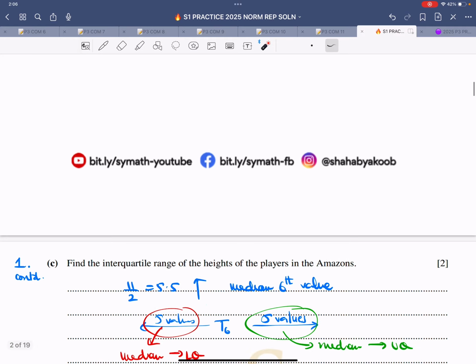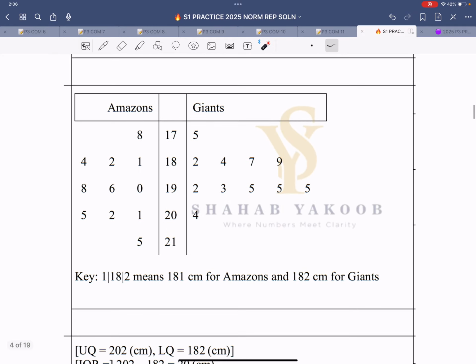It's already made, so let's go to the mark scheme right away. This is for Amazons, this is for Giants. The key is 1|18, 1|18. It means 181 centimeters for Amazons. And 18|2, what does it mean? It means 182 centimeters for Giants. And that's how the data is arranged.